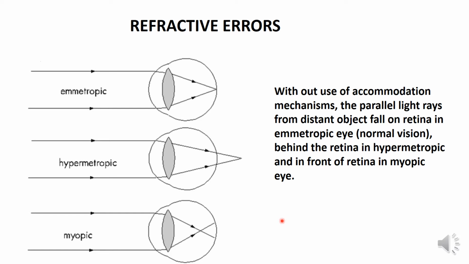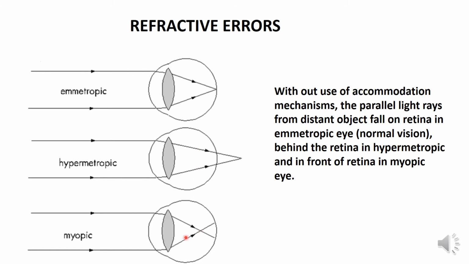In refractive errors, the light rays are not falling on the retina, as you can see here in this slide. In hypermetropia or hyperopia, the light rays, as you can see, fall behind the retina, while in myopia, the light will fall in front of the retina. And both of these conditions will lead to difficulty in seeing certain objects.